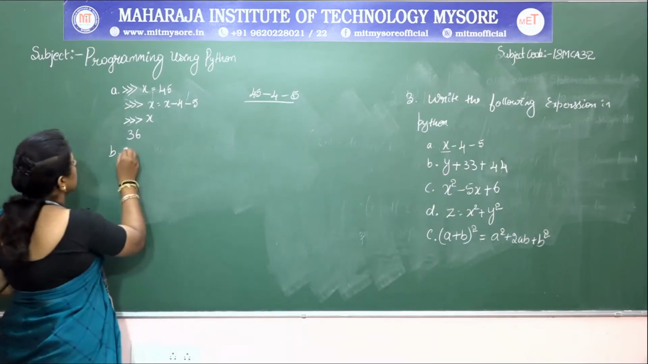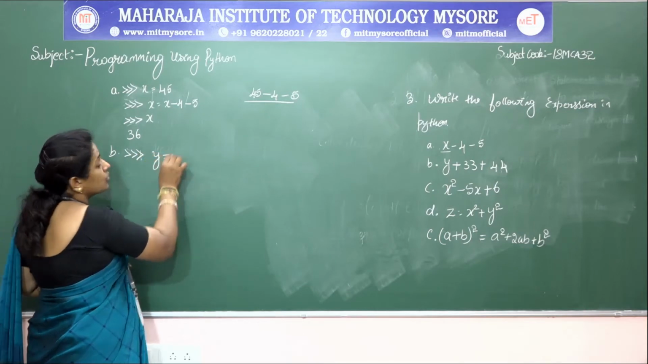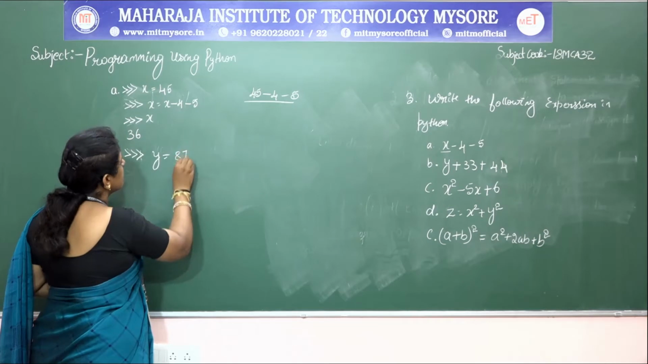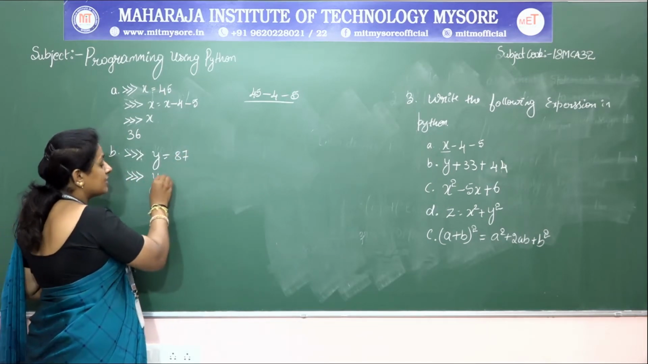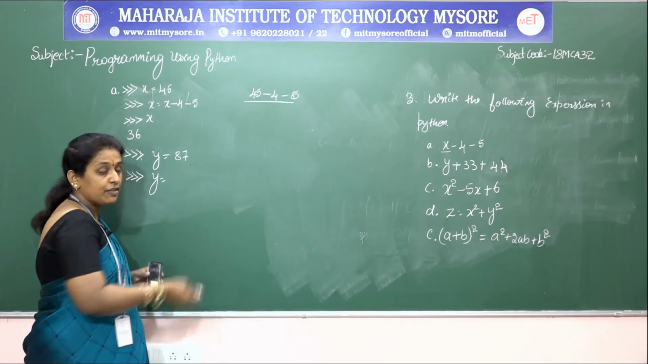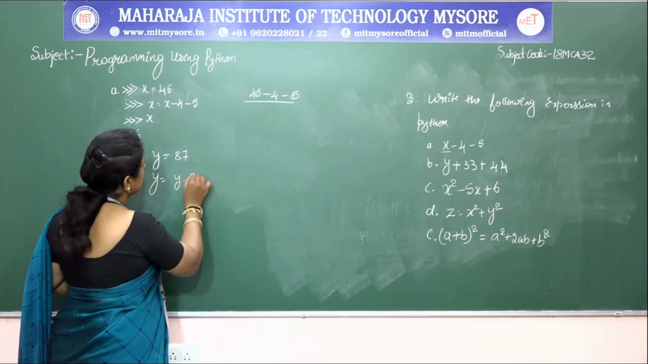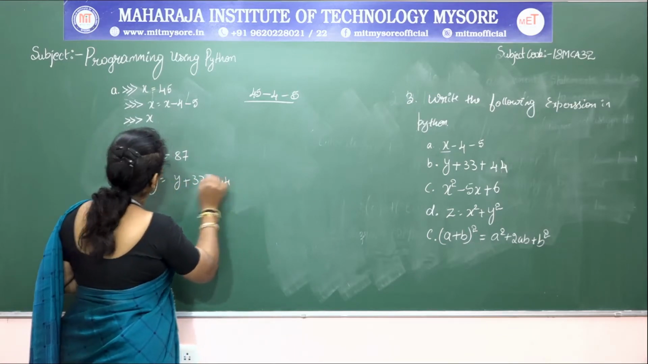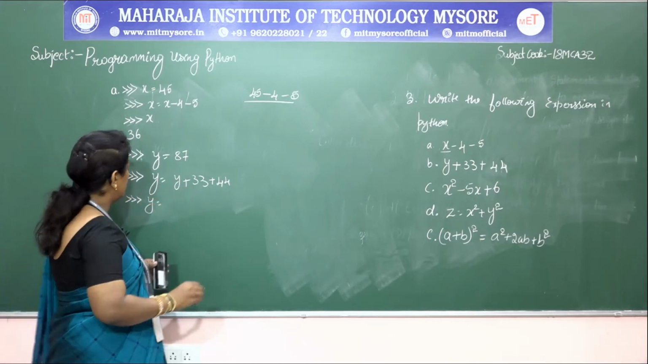Okay. Next execute the second expression, so here I need to create a variable called y. So assume that the y value can be 87, then evaluate the expression. I am assigning to a variable y itself. So y equal to y plus 33 plus 44. Then I am just displaying the content of y.